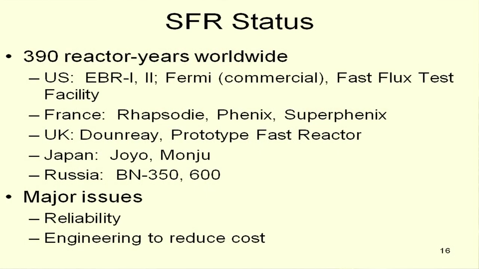It's been 30 years of experience worldwide. The U.S. had the Experimental Breeder Reactors 1 and 2 up at Idaho, and Fermi, which was a commercial plant sort of, but probably Generation 2-ish, and didn't work real well. The Fast Flux Test Facility was just that. It did not produce power, but it was used to test materials in a fast neutron spectrum. France has had Rapsodie, Phoenix, and Super Phoenix. The UK had a couple, and all of these are shut down at this point, except the Russian.